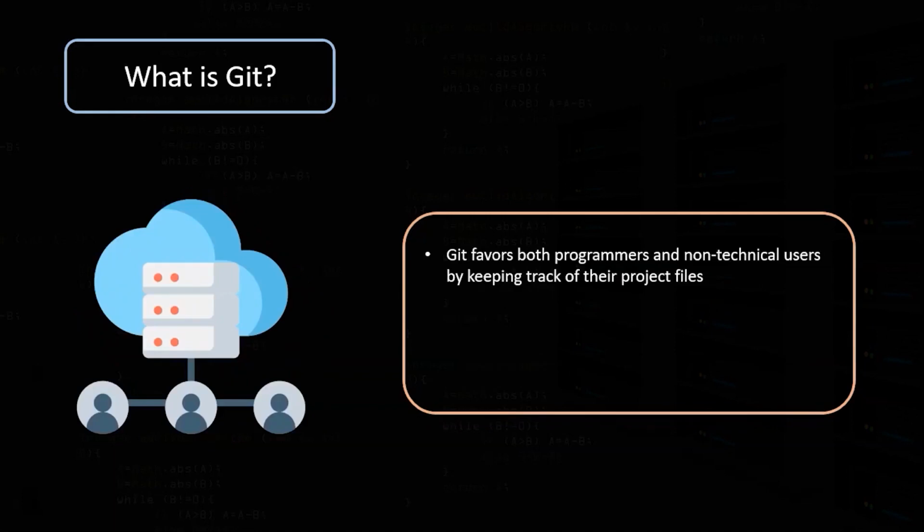Now Git favors both programmers and non-technical users. If you are a programmer, you will definitely use it for storing source code, such as .NET, Java, or some other source code. But if you're not a developer and you are working in a non-technical job, you can also use it for keeping your project files. For example, a DevOps engineer can also use these repositories to store Python scripts, shell scripts, configuration management tool scripts, and any kind of automation scripts, making use of this version control system.